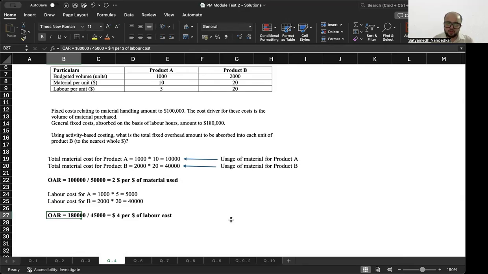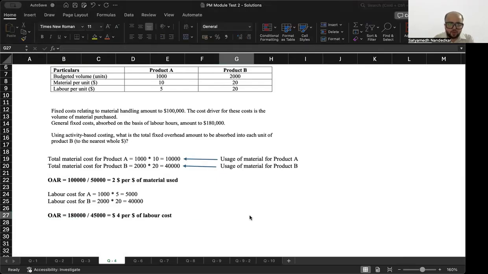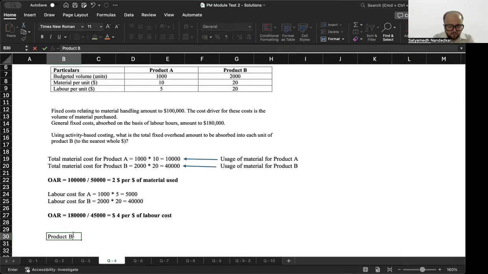Using activity based costing, what is the total fixed overhead amount to be absorbed into each unit of product B? You have to calculate the overheads to be absorbed in each unit of product B. Product B, material cost is 20. OAR is $2 of overheads to be absorbed for every dollar of material cost spent, which is 20 into 2, that is 40.